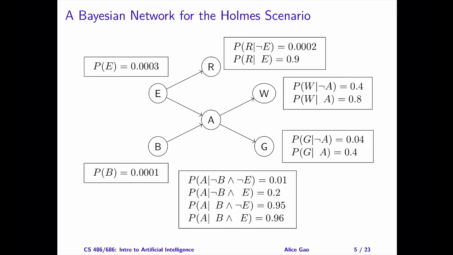One reason for constructing a Bayesian network is to calculate probabilities. There are many probabilities that we may want to calculate. For example, for the home scenario, we may want to calculate the prior probability for the alarm to go off without knowing anything else. Also, one day, both Watson and Gibbon call Mr. Holmes. Given both calls, Mr. Holmes may want to calculate the probability that a burglary is happening.